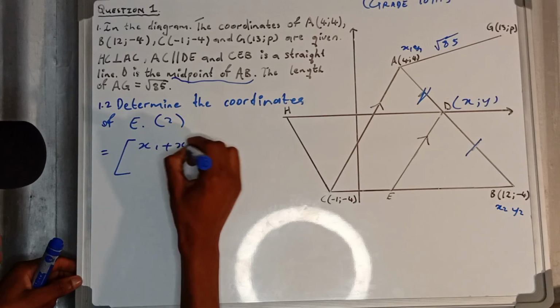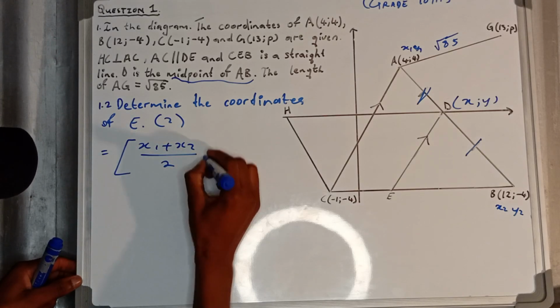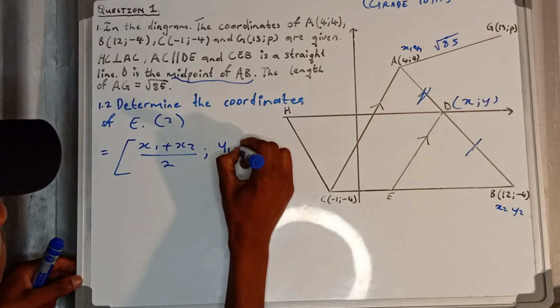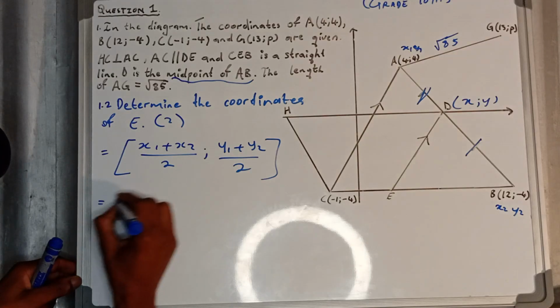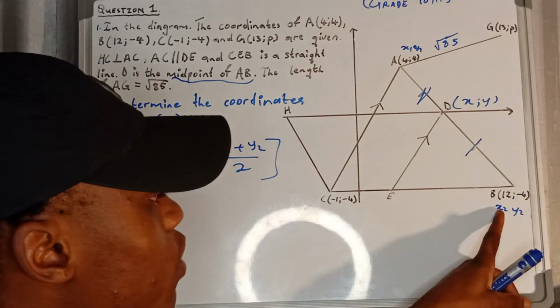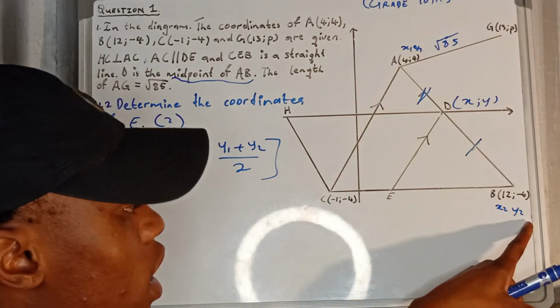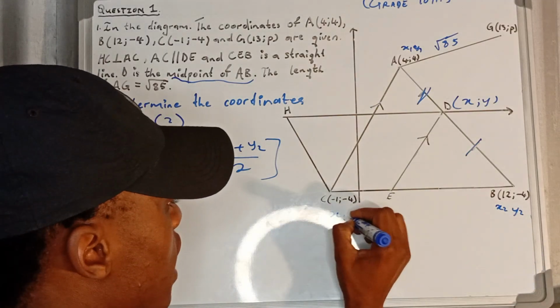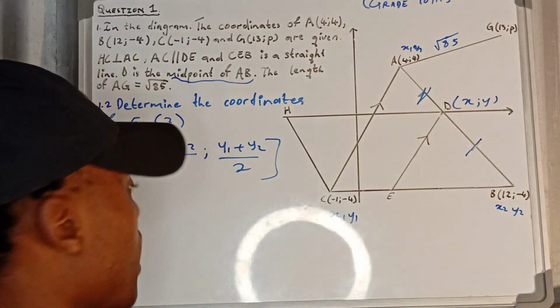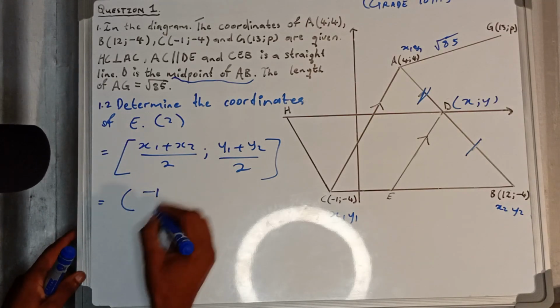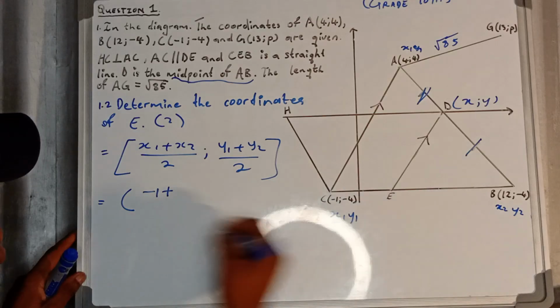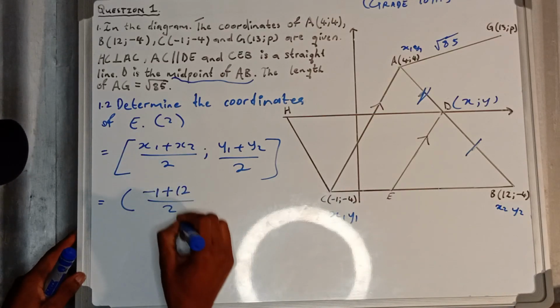(X1 plus X2) divided by 2, then Y1 plus Y2 divided by 2. Already we have named them X2 and Y2, and that will be X1, Y1. I hope you are following. What is X1? X1 is -1, plus X2, which is 12, divided by 2.